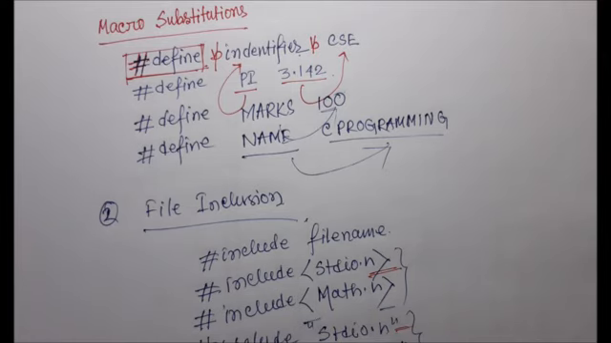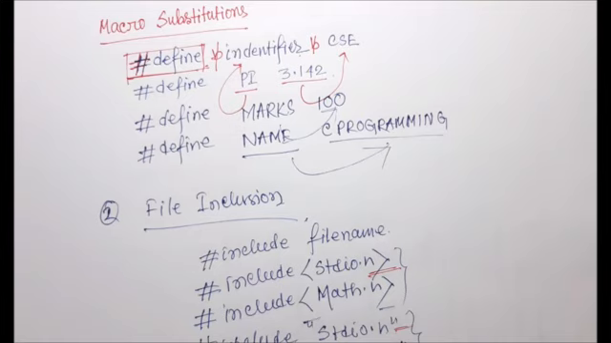And the third one is the conditional compilation directive. Before that I have to take some examples so that you can understand what it means.